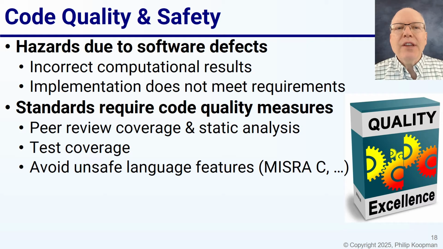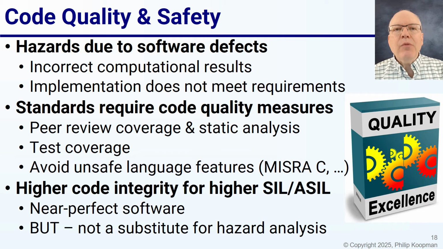It doesn't prove you're safe. What it does is help you mitigate the risk presented by hazards due to software defects. So it plays a role, but it's a very precise role. Typically, higher SILs or ASILs require higher code integrity. At the top SIL or ASIL, you want near perfect software. For practical purposes, it has to be perfect because any software defect is a chance for the system to misbehave, making it unsafe. But it's not a substitute for hazard analysis.